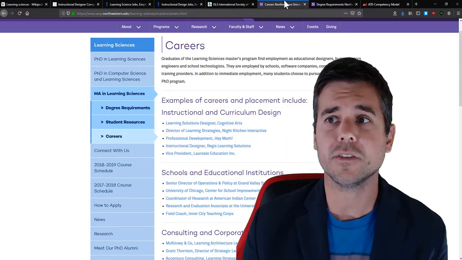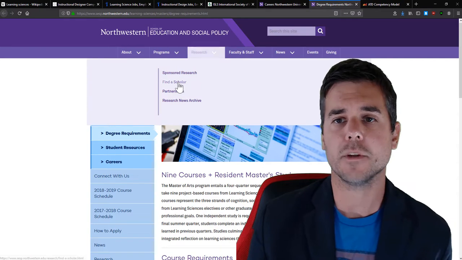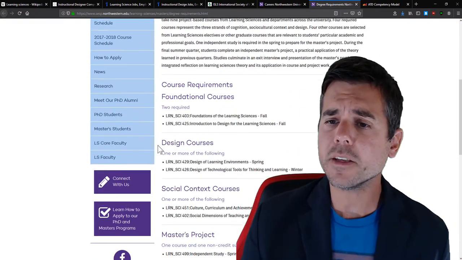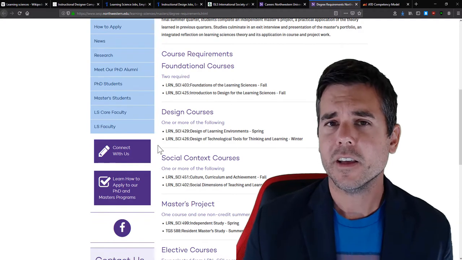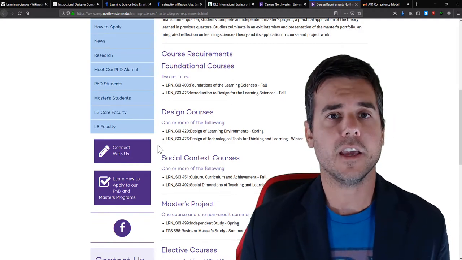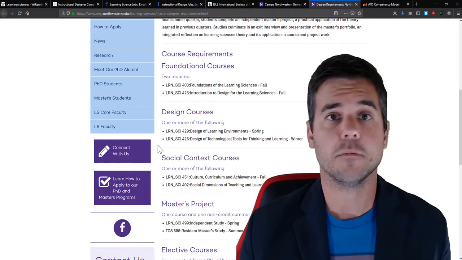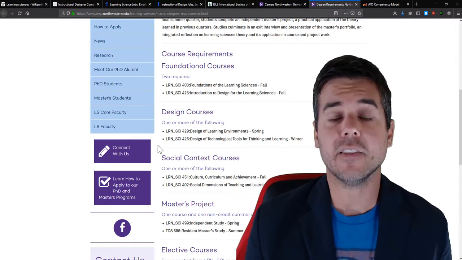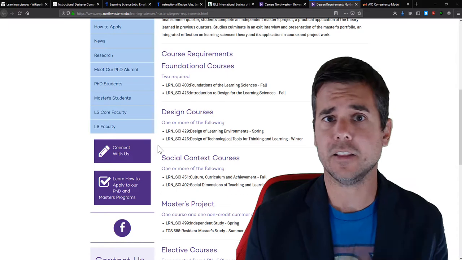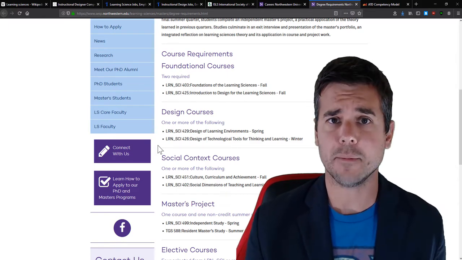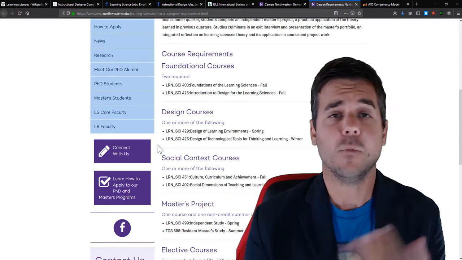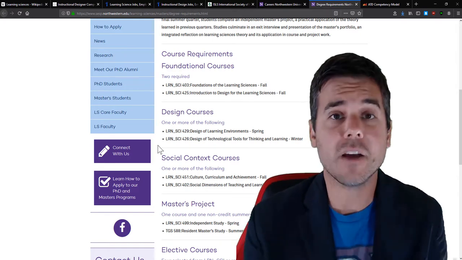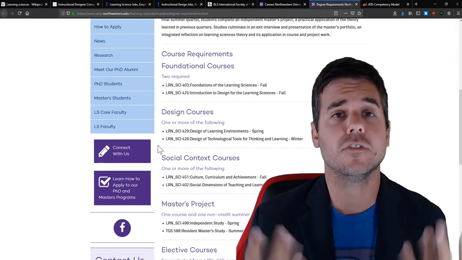So what I did is I looked at the degree requirements for Northwestern because they're one of the only just learning science programs. And basically what I could find is that it doesn't sound like they use one standard model. So instructional designers rely on ADDIE, and there are 1,000 different versions of ADDIE, like Dick and Carey, Morrison, Ross and Kemp, rapid development, whatever you decide to use. There's other methodologies out there like Agile and stuff. So whatever you're trying to use, those are all things instructional designers use.